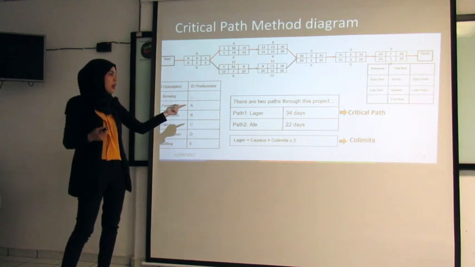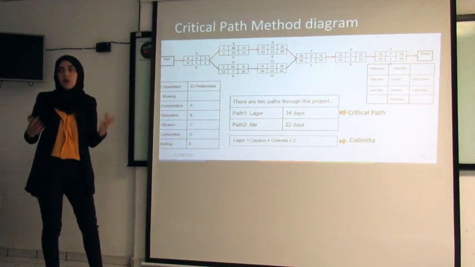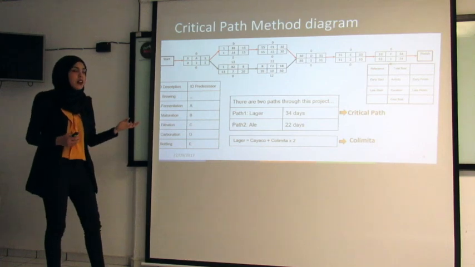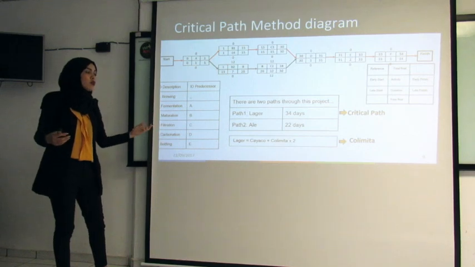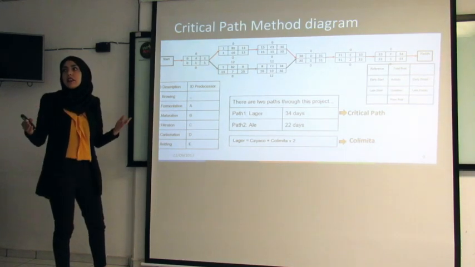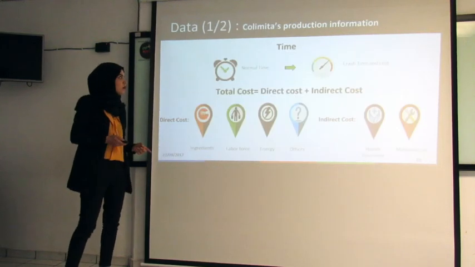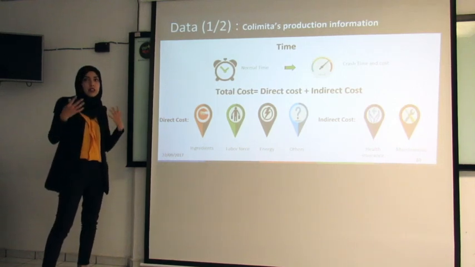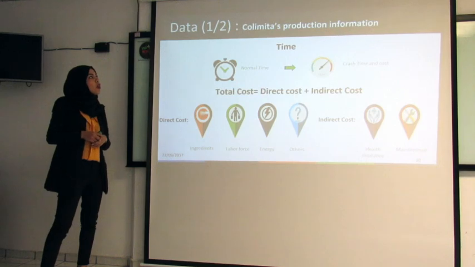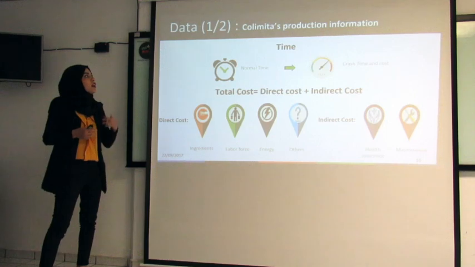So we have for the first path 34 days and for the second path 22 days, which means the first one is the most critical because it takes more time. It's related to lager, and in lager we produce Kayako and Colimita, but on the other hand we produce double of Colimita. In this case we decided to work on the critical product, which is Colimita, in order to have more information about it. So we worked on 2 factors, as Fatma says: time and cost.